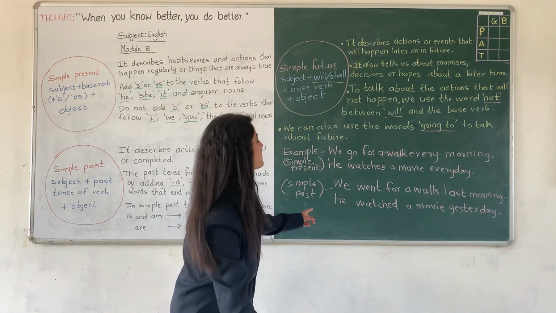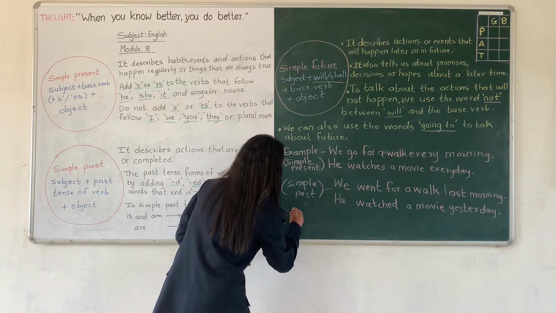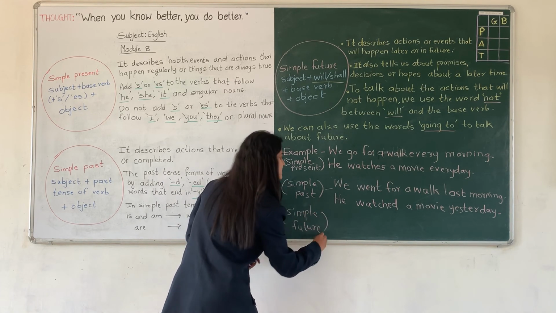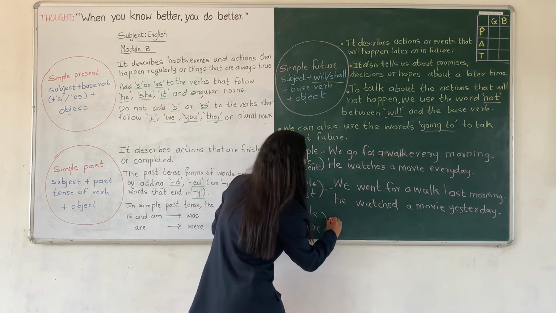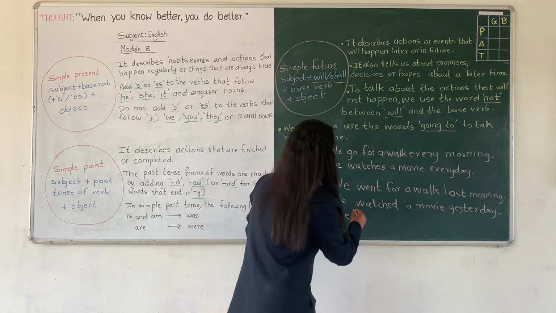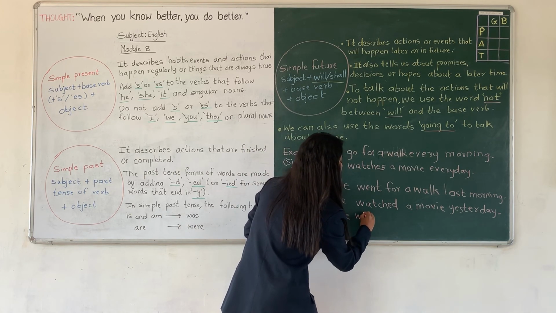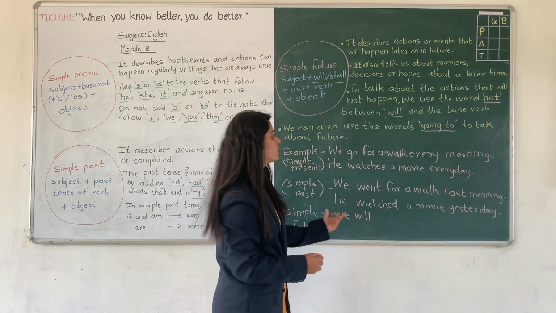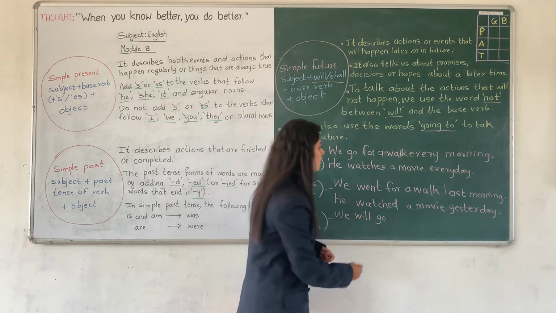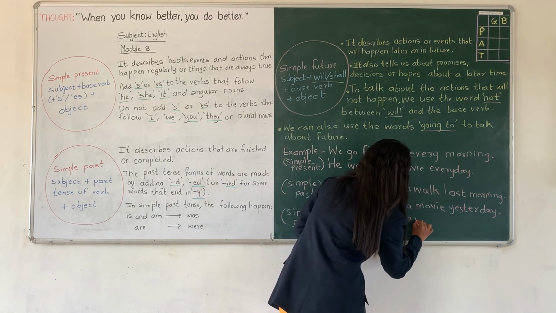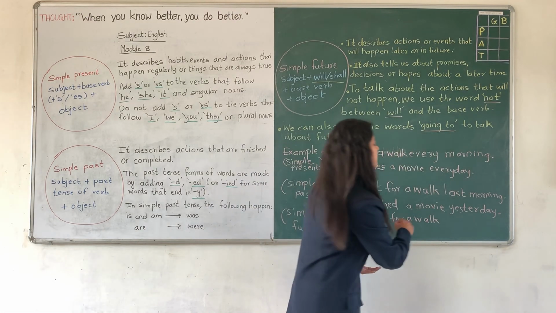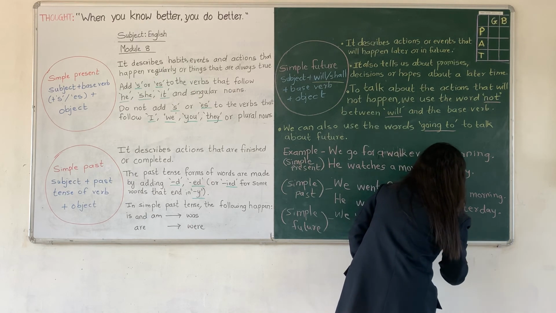Now let us write some examples of simple future tense. So we can write these things only. We. Here we will. Now we have to use will or shall. So we will go. Now here the base verb will be as it is. We will go for a walk. So we can mention next morning.